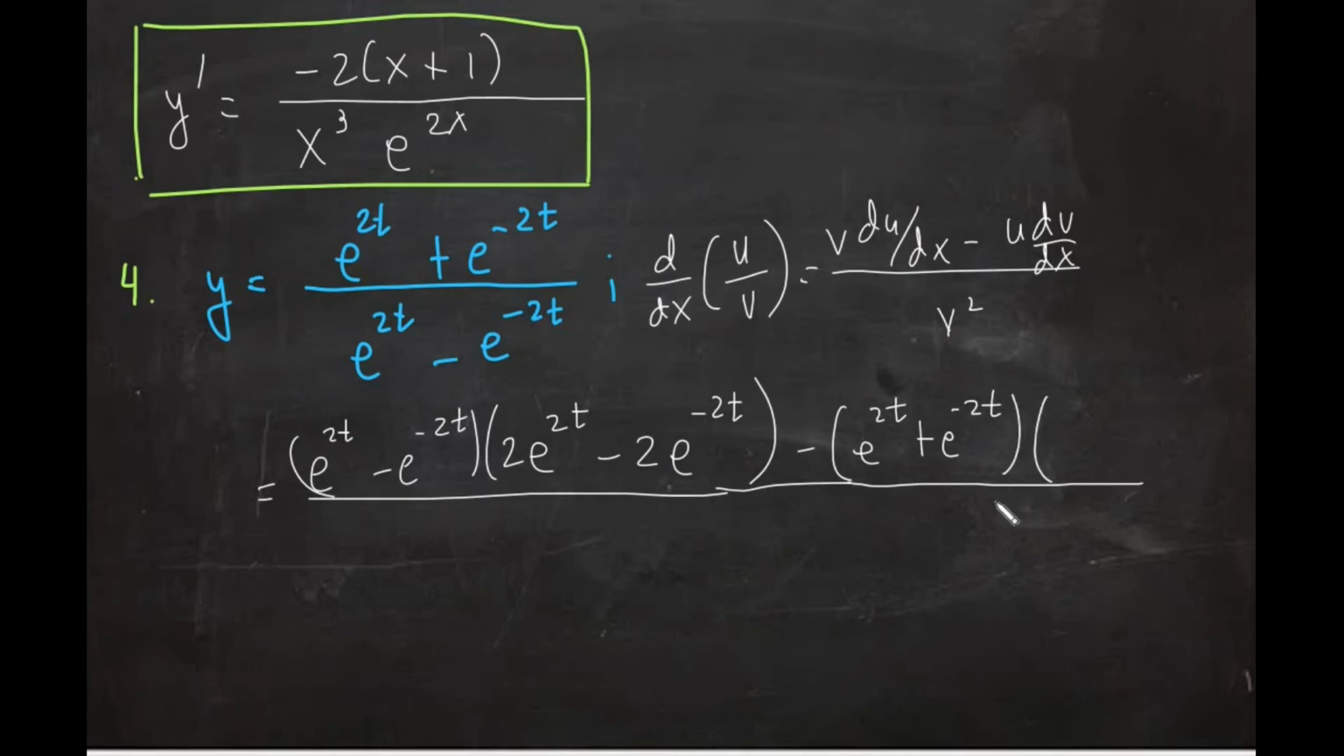Let's get the derivative of our denominator. So we'll have 2 e raised to positive 2t, this one. And then this one, because this is negative 2t and the derivative of negative 2t is negative 2, and this is negative, so we'll have positive there as well. So we'll have positive 2 e raised to negative 2t. Okay, and then let's square the denominator. Okay, so let's just simplify that.